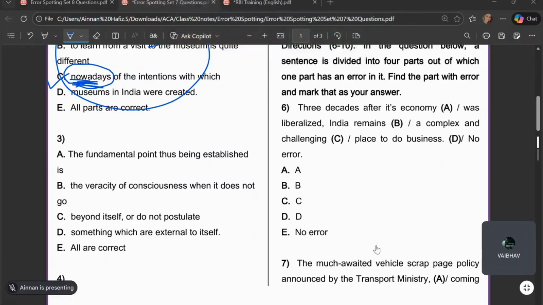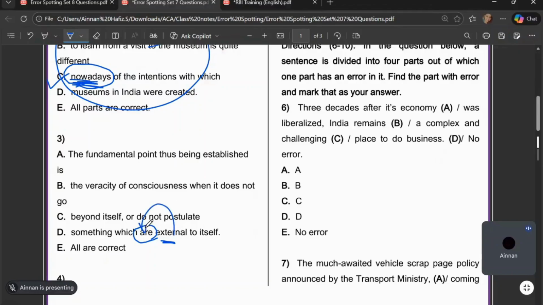D. I think it's "which is external to itself." The fundamental point thus being established is the veracity of consciousness when it does not go beyond itself or do not postulate something which is external to itself. Perfect. Here the error is with singular and plural forms. The very first rule: when you have a singular form, the verb is also singular and vice versa. So instead of "are," it should be "is." The very first rule that we saw in error spotting.